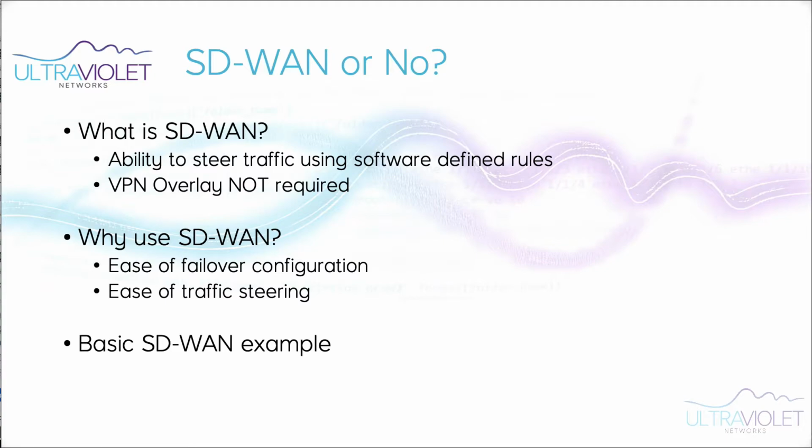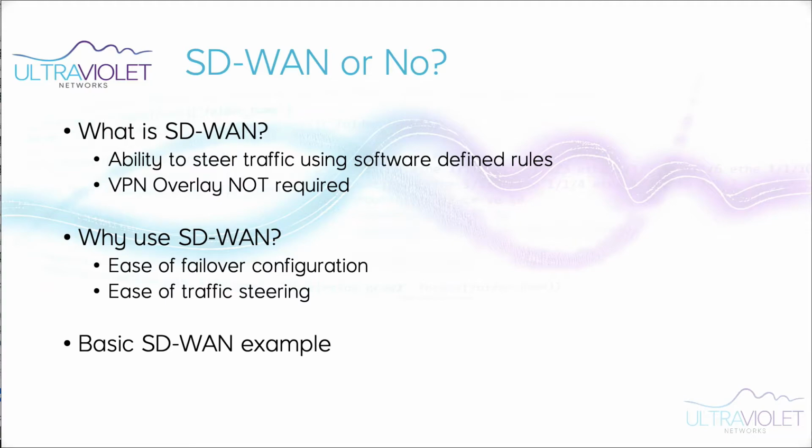Why would we use SD-WAN? Well, for one, it makes failover between internet uplinks a lot easier. Today, we're seeing that internet connectivity is relatively cheap, and organizations are able to afford connectivity up to the cloud and out to the internet. So it's not uncommon to see two ISPs, maybe a third LTE failover.